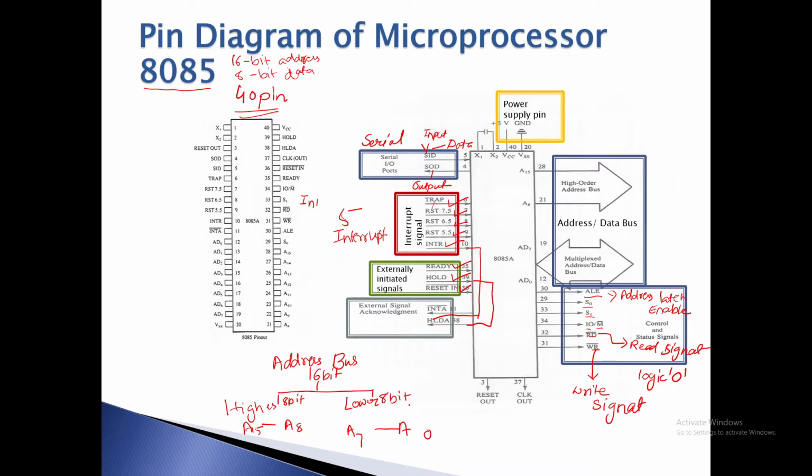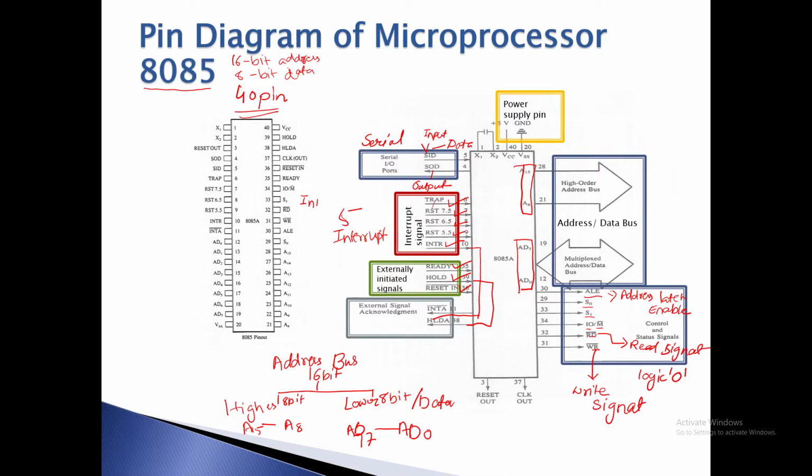Now, what they have done is multiplex this lower address bus with the data bus. Since it is 8-bit, it requires an 8-bit data bus. It is multiplexed with the lower address bus, so it is named AD0, A for address, D for data. AD0 to AD7 is the lower address bus, and A8 to A15 is the higher address bus. As you can see, this part is A8 to A15, the higher address bus, and AD0 to AD7, the lower address bus.